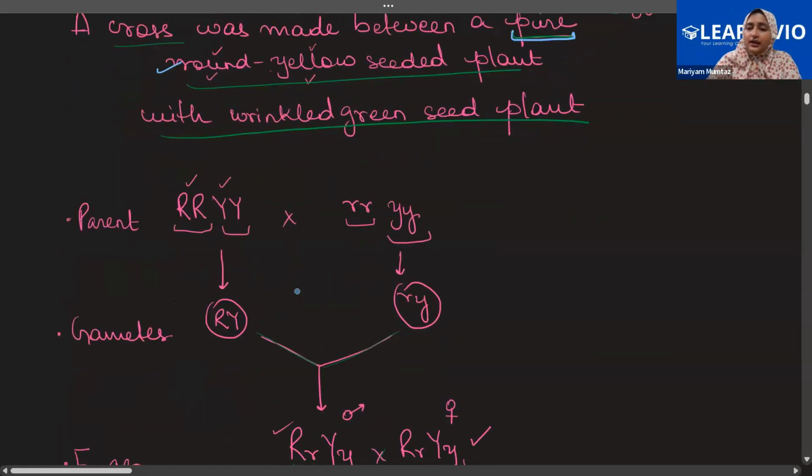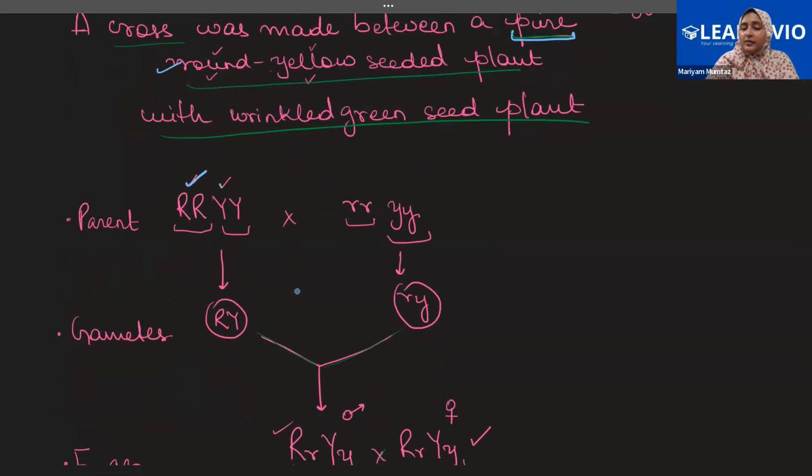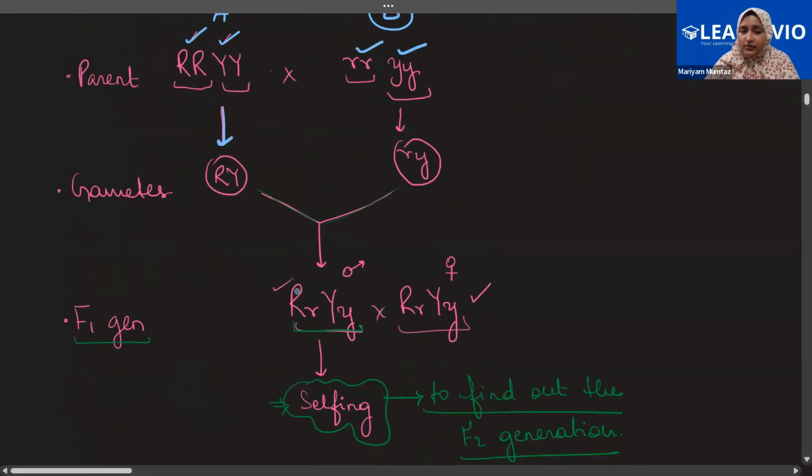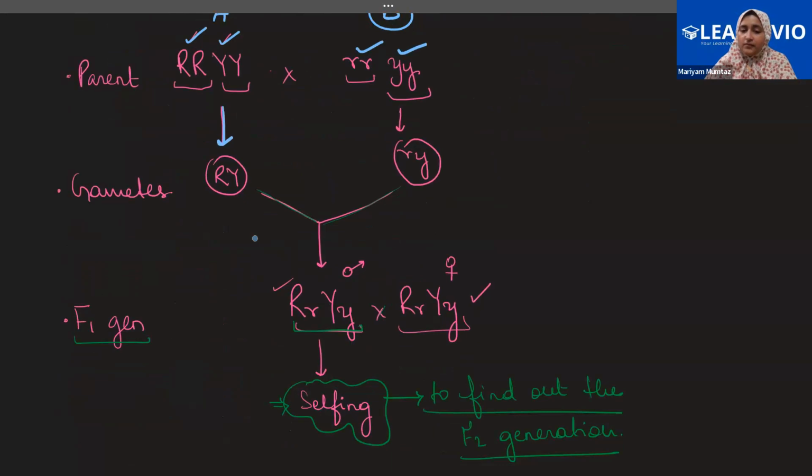Now, capital R, capital Y. Capital R represents the round shape, and capital Y represents the yellow color. Both of them are the dominant ones, right? And the small ones represent the wrinkled and green seed. Now, when we cross them, the gametes from parent A are capital R and capital Y, and the gametes from parent B are small r and small y. Now, when these fuse, the F1 generation is formed, and what do we get? Capital R, small r, and capital Y, small y.